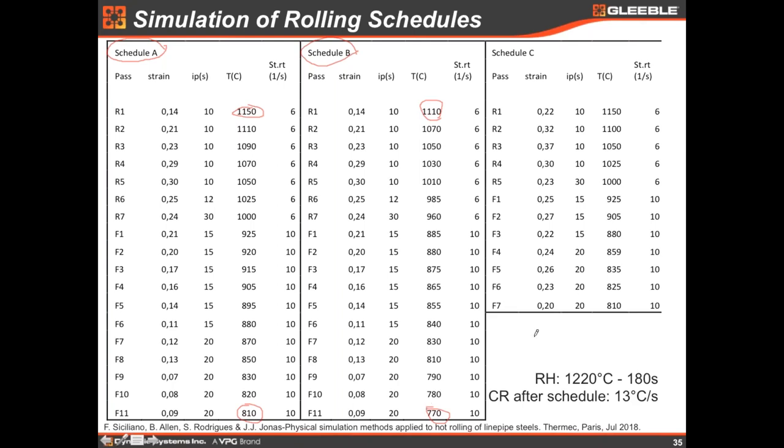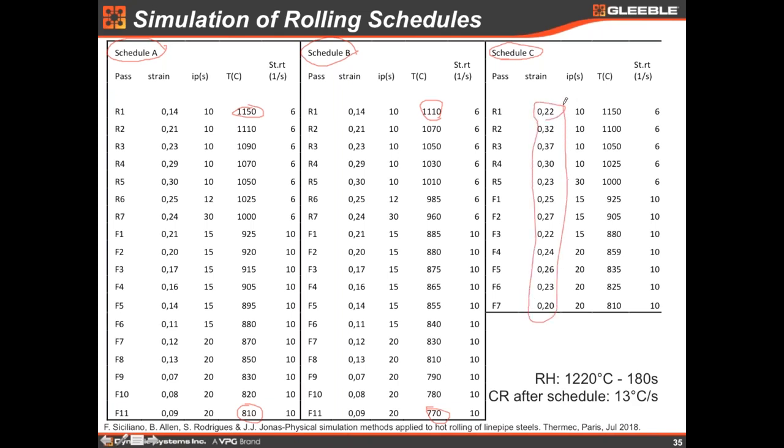But you can have even another crazy idea. We know that the higher the applied strain, the smaller the grain size, and then you make another schedule that has fewer passes and high deformation per pass in the whole schedule.